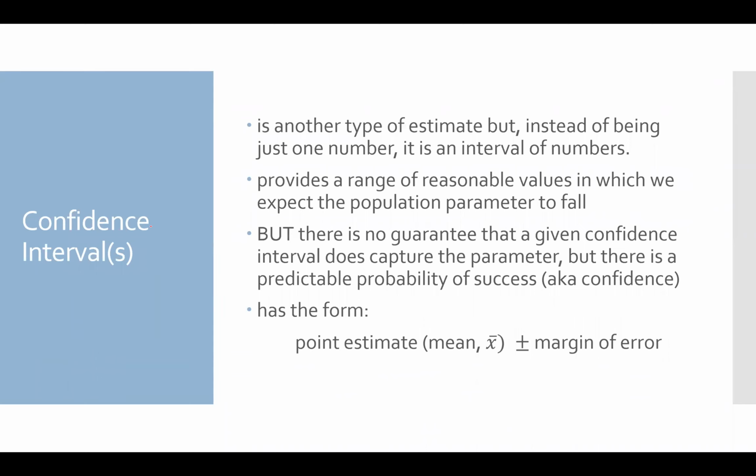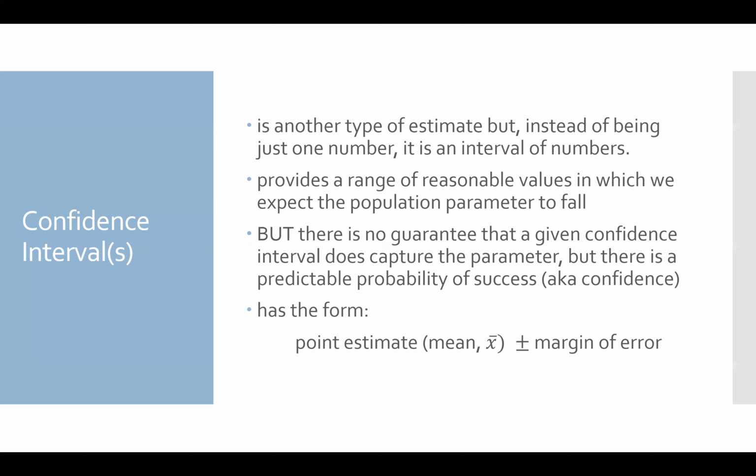Now, even though we have that expectation, there's no guarantee, but we have a predictable probability of success, or in other words, confidence. There is that level of probability where we can say we're 95% sure that we're going to fall in this interval, or we're 99% sure. We can never truly be 100% totally sure, but we can have that predictable probability of success.